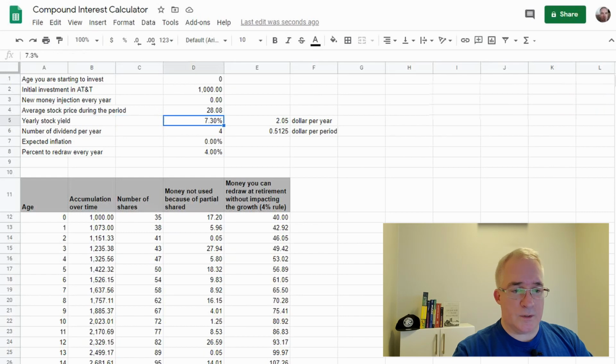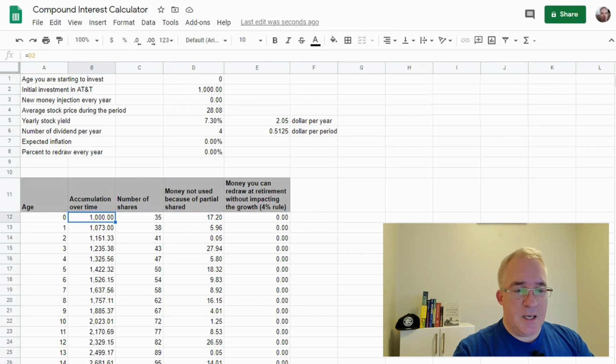So with dividends, it's called the yield, not an interest rate. The stock price, we will assume that the stock price would remain constant, $28.08. They pay dividends 4 times a year. We assume that there's no inflation. So for $1,000 here, buying AT&T at $28.08, I can see this gives me 35 shares.